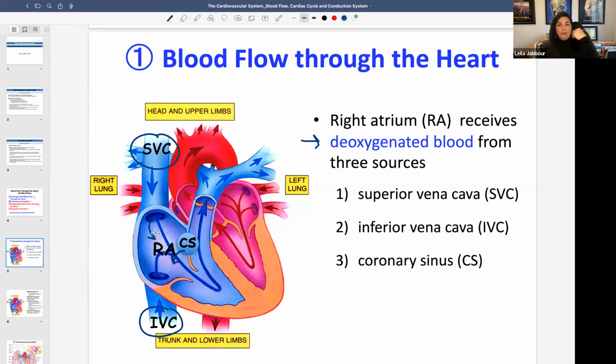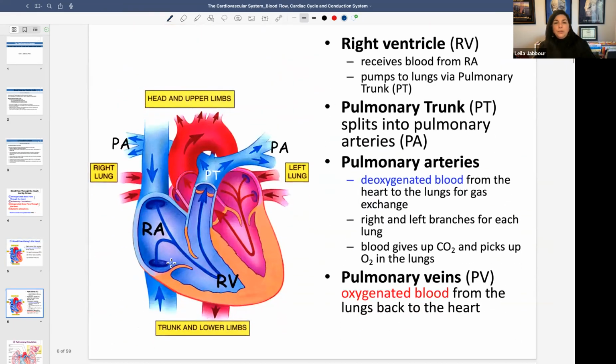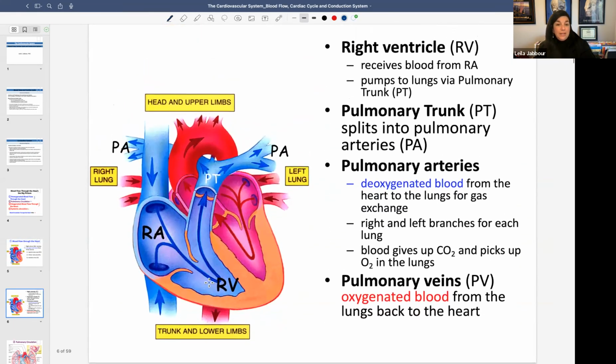arrives over here into the right atrium, and lower limb, trunk, the rest of the body, all of that deoxygenated blood is arriving via the inferior vena cava, and the deoxygenated blood from the heart itself is arriving via the coronary sinus. So all of this is being dumped into this right atrium. Okay, so we're going to see how this blood ends up being in the right ventricle, but it's going to flow down the right ventricle via these first atrioventricular valves that are called the tricuspid.